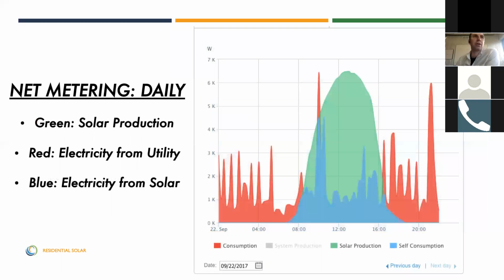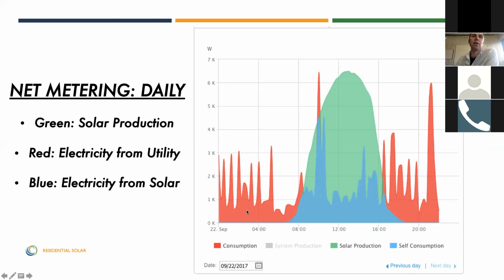I'm a visual learner, and I think that visual aids really help me out. So this is a visual of just how net metering works. And this is a real home that was done in September, I believe, of 2017.